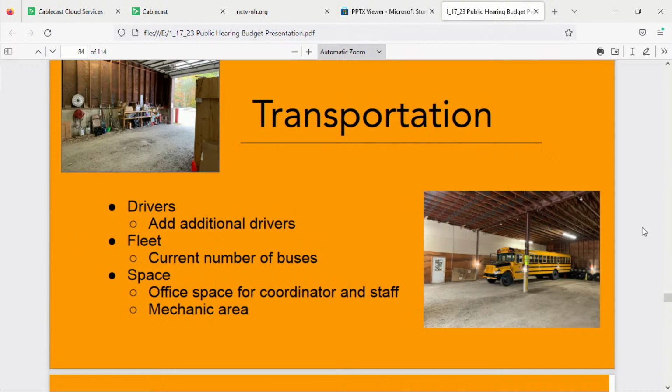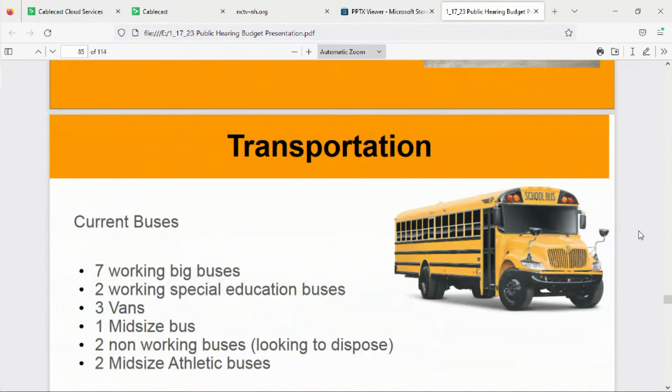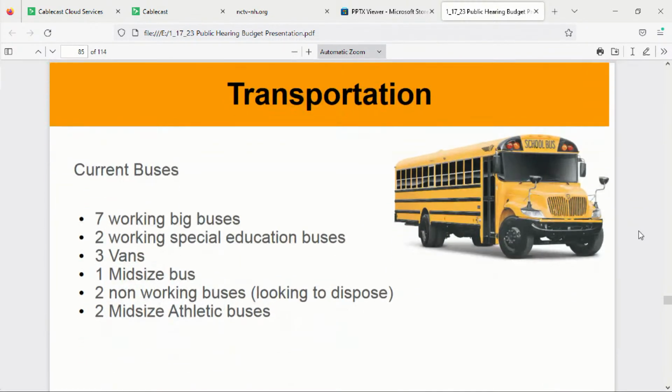So currently we have 7 working large buses, 2 working special ed buses, 3 vans, 1 midsize, which is a 14-passenger bus, and 2 non-working buses that we're hoping to get rid of, and then 2 mid-size athletic buses.